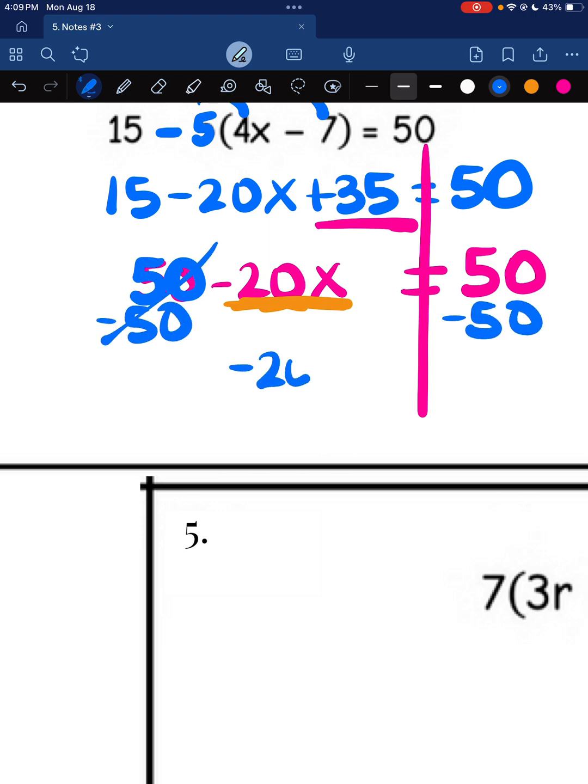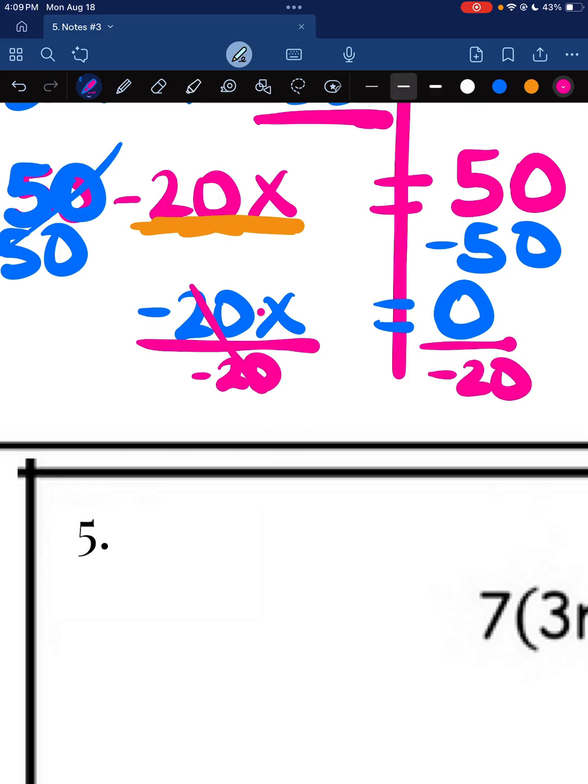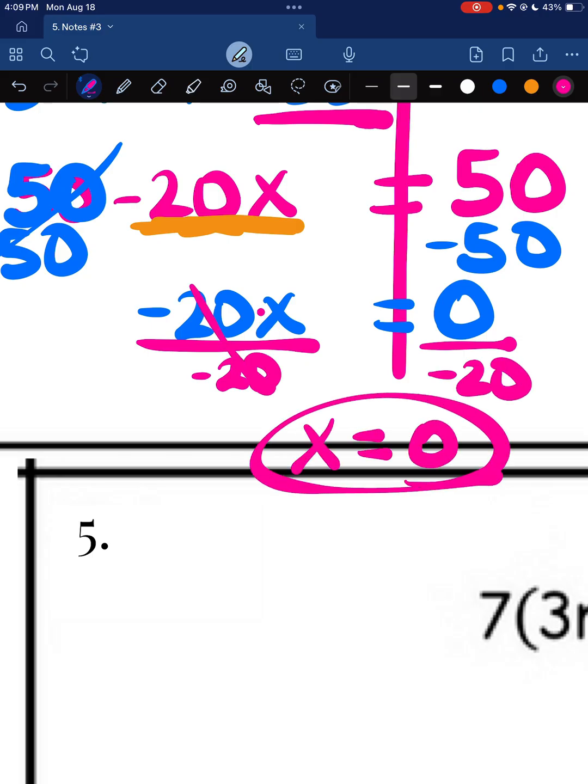So now I have this is equal to 0. And then you still keep going. Step 4 is multiply or divide. Since we are multiplying, the opposite is to divide by -20. So 0 divided by -20 is 0. That is your answer.